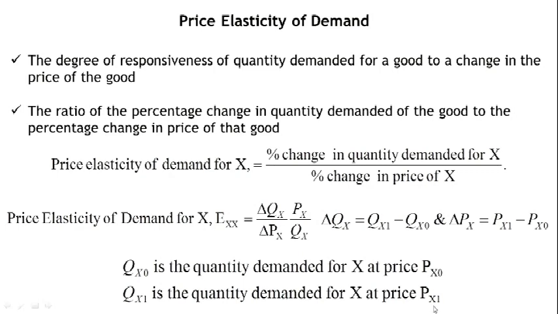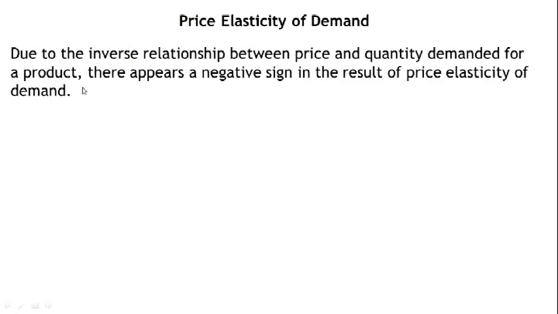As we discussed earlier, while we introduced the law of demand, the demand curve is generally downward sloping, showing that the relationship between price and quantity demanded is inverse. It means when we move along the demand curve, a rise in price causes a fall in quantity demanded for a commodity, and a fall in price causes a rise in quantity demanded for that commodity. Due to the negative slope of the demand curve, that is the inverse relationship between quantity demanded for a product and its price, there appears a negative sign in measuring price elasticity of demand, say -1.5.